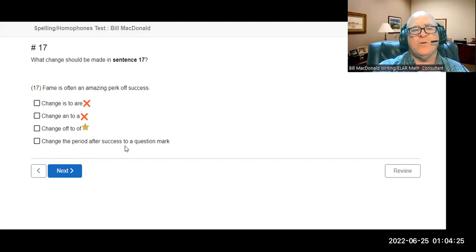Change the period after the success to a question mark. So I see a period there. What I'm going to do right now is, with my red, draw a big question mark. And I would suggest that you have your kids do that on a piece of paper and practice reading questions that end with a question mark and start with other words.